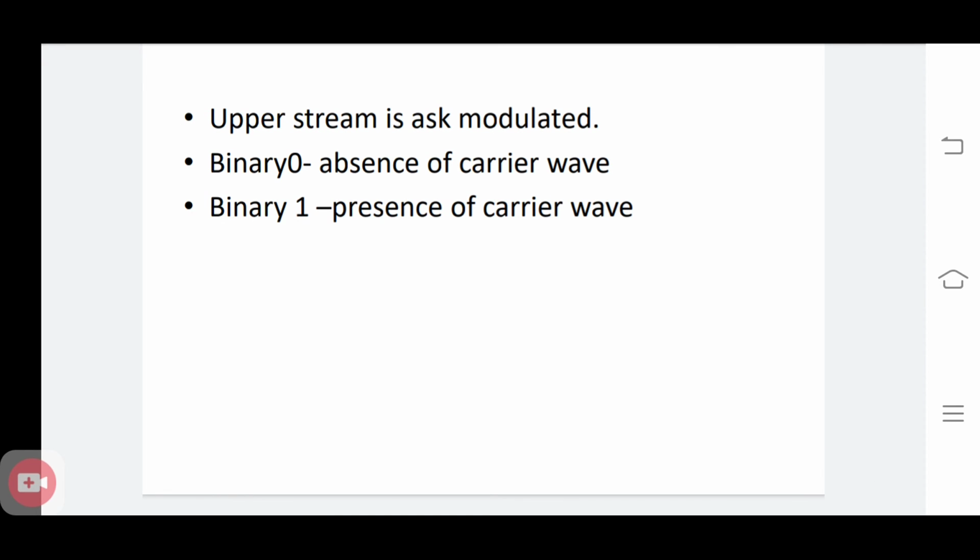We have three mechanisms for digital to analog signaling. One is amplitude shift keying, then frequency shift keying, then phase shift keying.